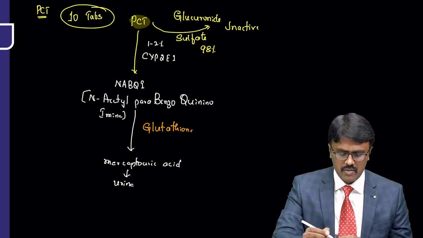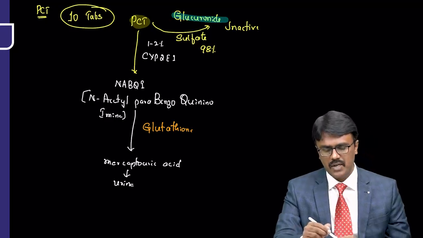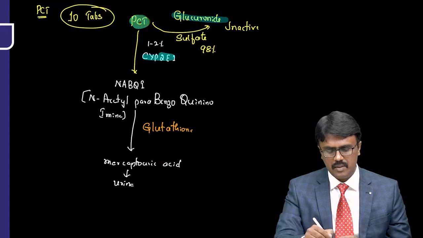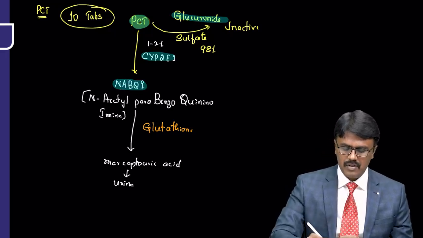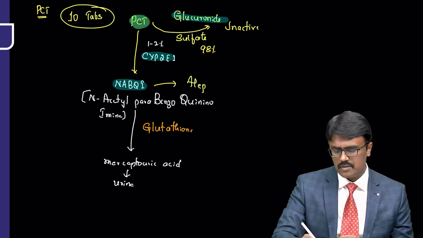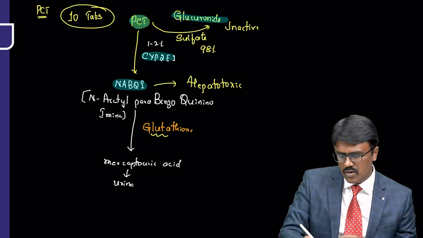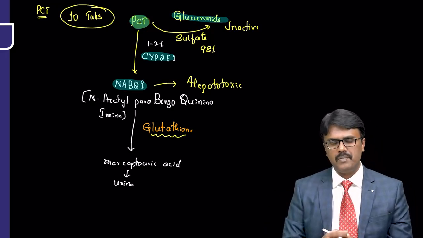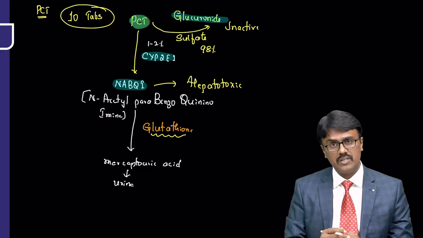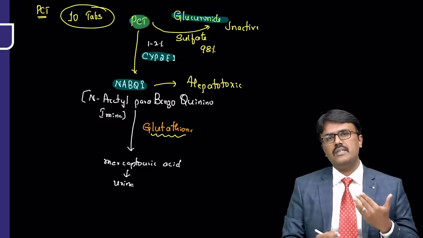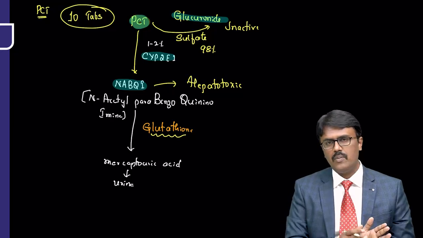Now when he takes 10 tablets of paracetamol, the problem is that the glucuronide pathway gets saturated. So the paracetamol gets diverted to the other pathway, through cytochrome 2E1, and you get NABQI. The problem with NABQI is that it is hepatotoxic. But when we give it normally, it will not cause toxicity because it is neutralized by glutathione. But in overdose, NABQI is high and glutathione stores get depleted. The patient will have hepatotoxicity, and if you don't interfere early, there is a chance of liver failure. So in any paracetamol overdose, the toxic compound is NABQI.